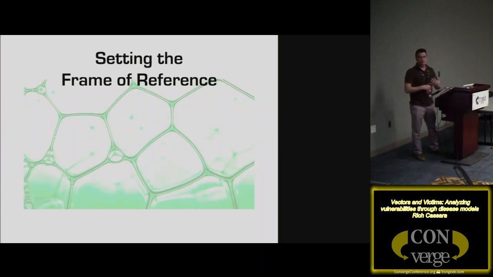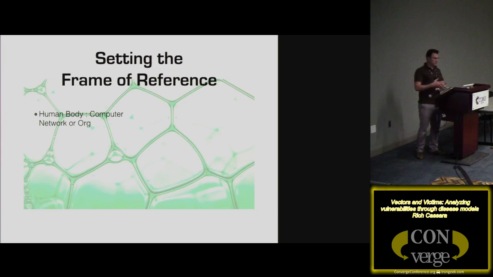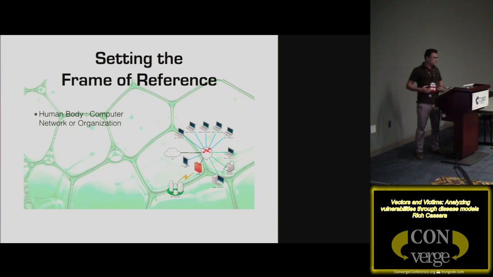Now, in order to do a proper comparison between our disease models and information security, we need to get a frame of reference for how we're going to model this. We're going to say that a person, a body, is like a computer network or any organization. We have a whole bunch of different individual systems that are working together toward a common goal. In our case, it's living and succeeding as living things, trying to procreate often. And in an organization, it's trying to make money. We're also trying to do that as people.